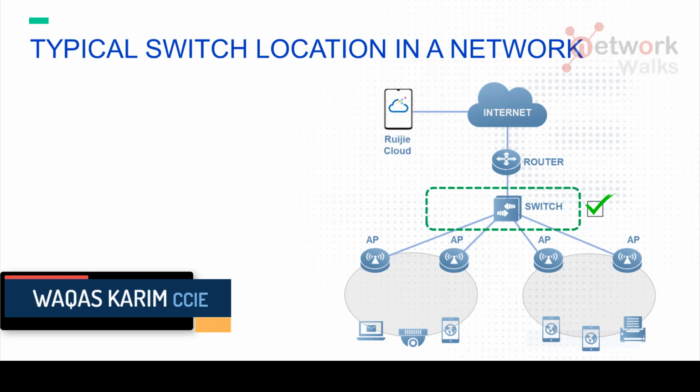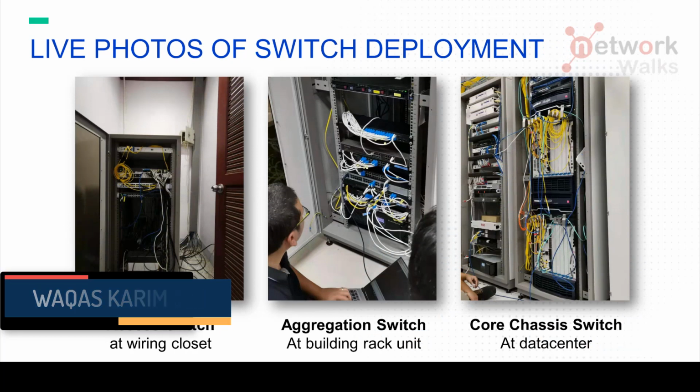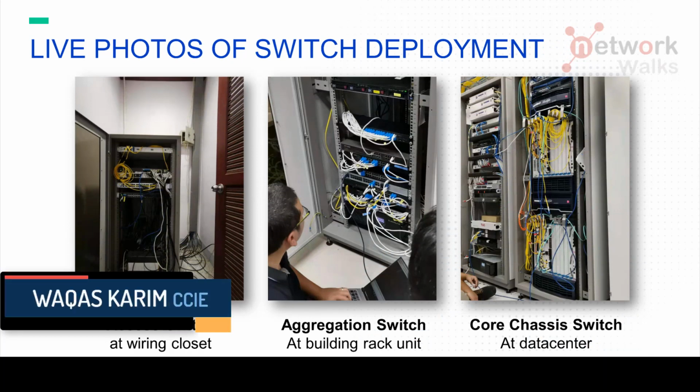A typical switch location in a network has been shown here. Also, we can see live photos of switch deployment. An access switch at a wiring closet has been shown, an aggregation switch is usually found at a building rack unit, and a core chassis switch has been shown here at a data center. These are real pictures which we have taken on our live sites. These are our Ruijie Enterprise and our Reyee SMB switches.